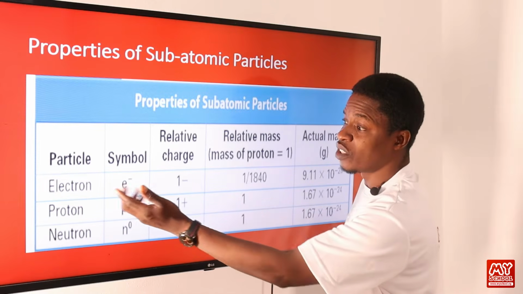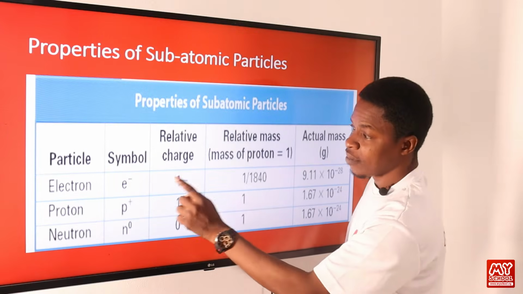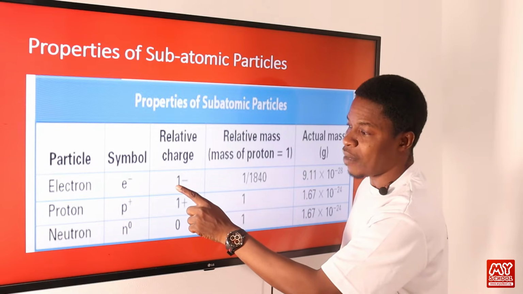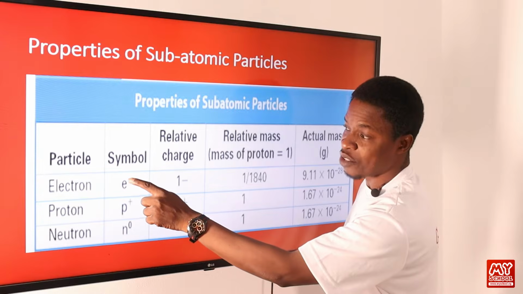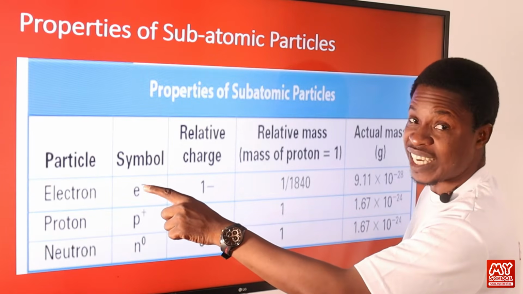So we have the electron that is negatively charged. We write it with this symbol. It has a relative charge of -1. That's why we always write it as e, with a superscript of negative, because it is negatively charged.